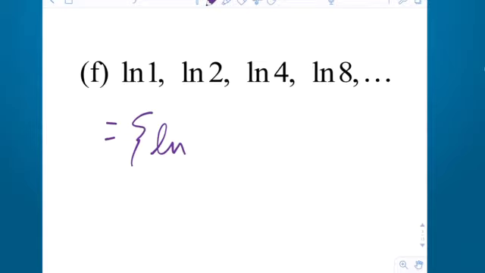How would we do that? Repeated multiplication turns into exponentiation. So it should be 2 to the n or 2 to the n minus 1 or 2 to the n plus 1. We just make an adjustment.